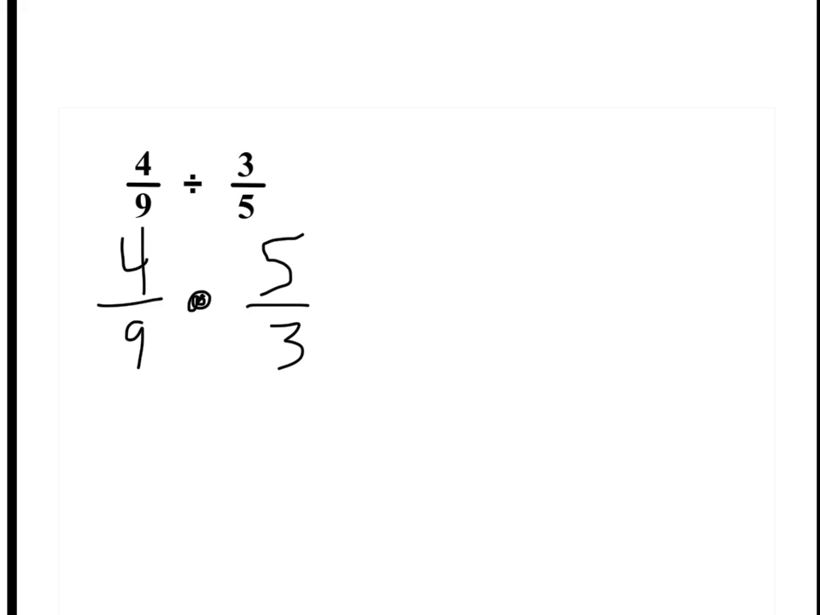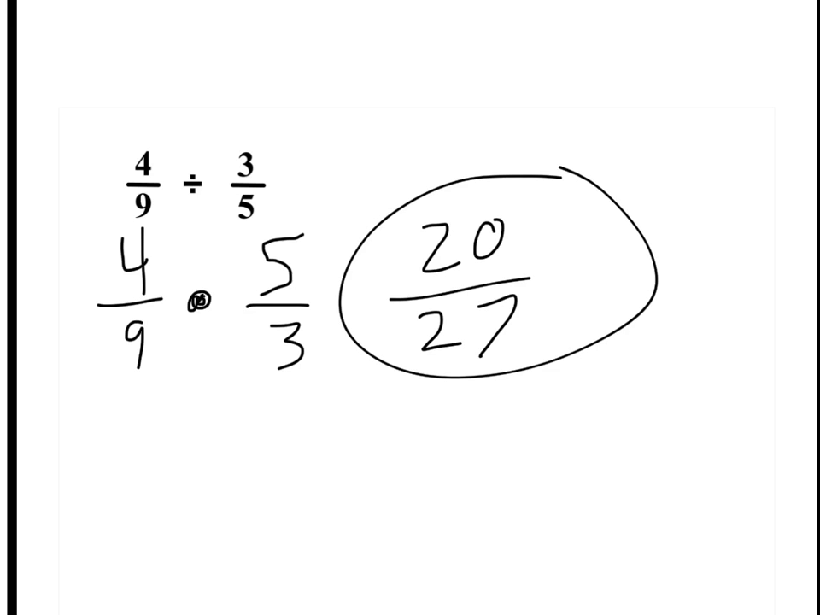4/9 times 5/3. Is there anything we can cancel? No. 4 does not go into 9. 4 does not go into 3. 5 doesn't go into 3 or 9. So we just multiply the numerators. 4 times 5 is 20. Multiply the denominators. 9 times 3 is 27. There's my answer. So 4/9 divided by 3/5 is equal to 20 over 27. Any questions on how to do that?